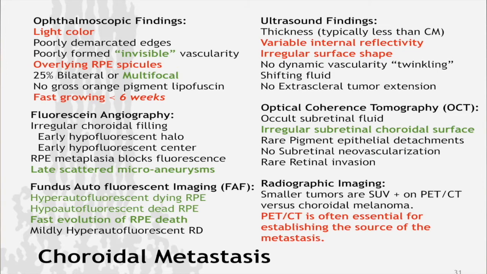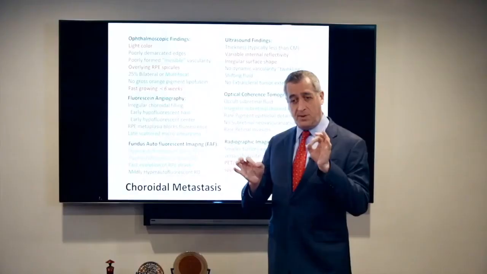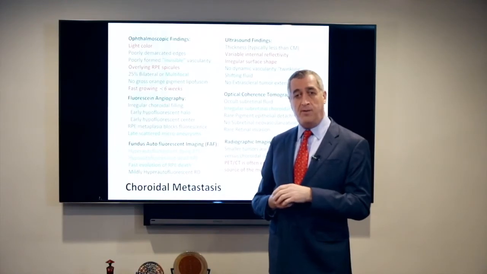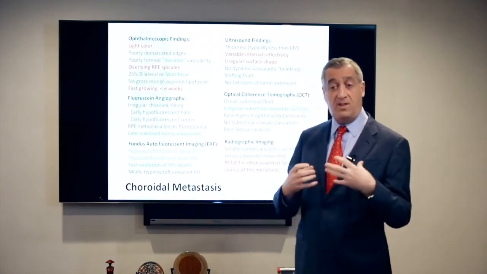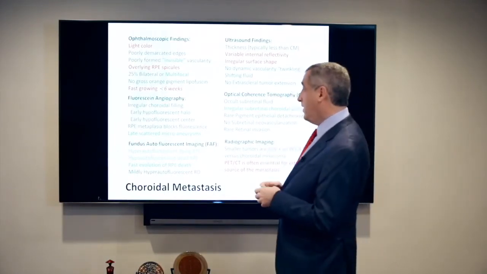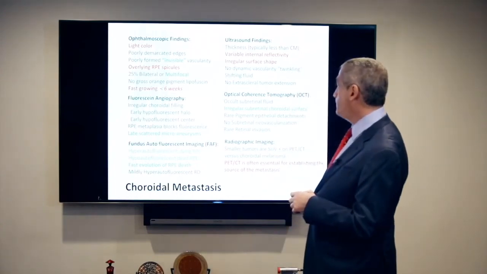And they tend to have a slightly different pattern on fundus autofluorescence imaging. Since they grow quickly, they're consuming the retinal pigment epithelium, and those little islands of pigment are often residual RPE that have a lot of lipofuscin in them, so they light up quite dramatically.